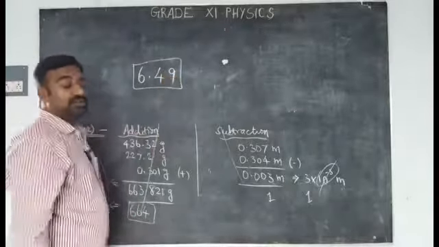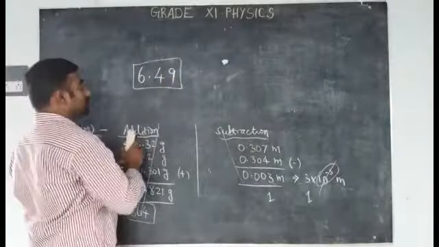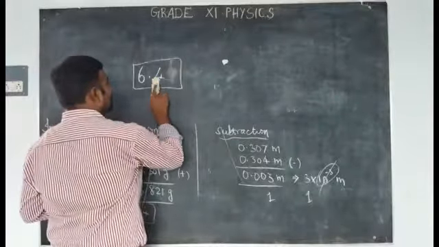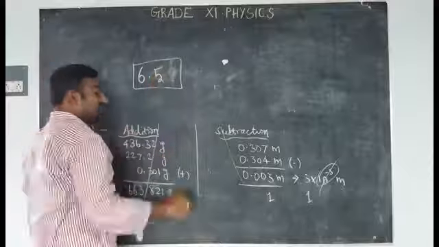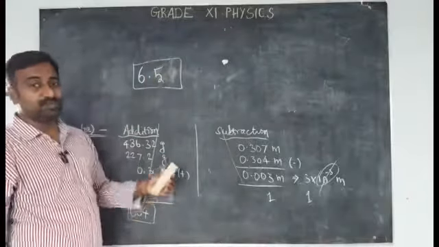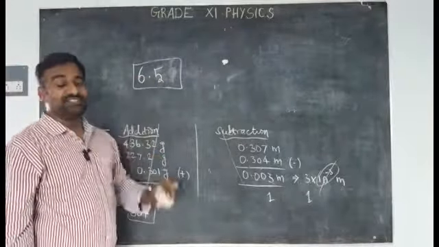This 9 is also greater than 5. So the digit before it gets one added. So finally we take 6.5. The 0.5 we cannot change any further. So this is how we'll round up the digits.